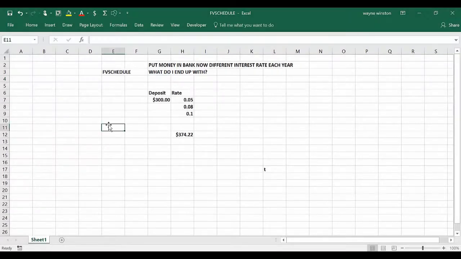discuss the FV function, which assumes that if you put money in the bank, say for retirement, you get the same interest rate each year. But what if you get a different interest rate each year? That's where the FV schedule function comes in.